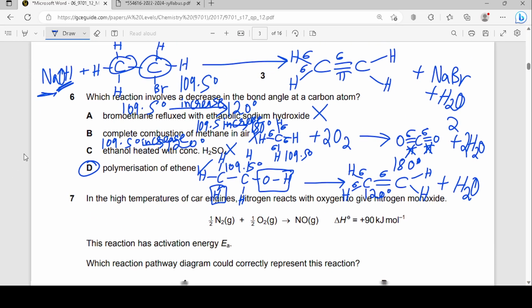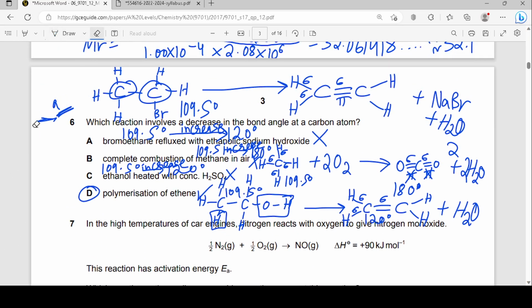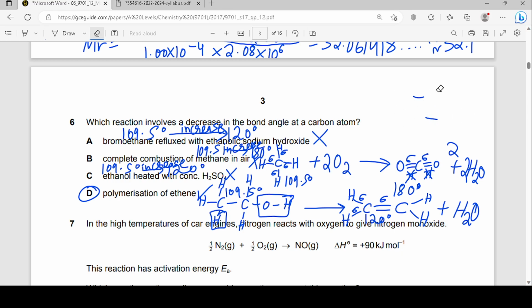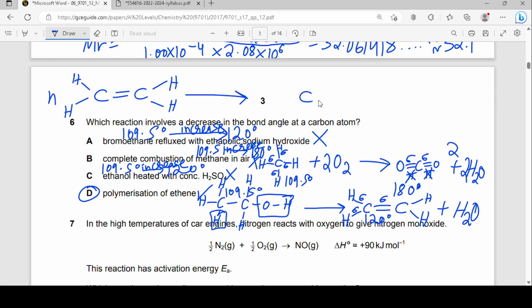So I will erase the first one, so I have some space to do this. Okay. So then we have polymerization of ethene, right? So we have C double bond C. Yeah, that's ethene. And then when it's polymerized, we get C, C, H, H, H, and H. Okay, just repeat it n times.